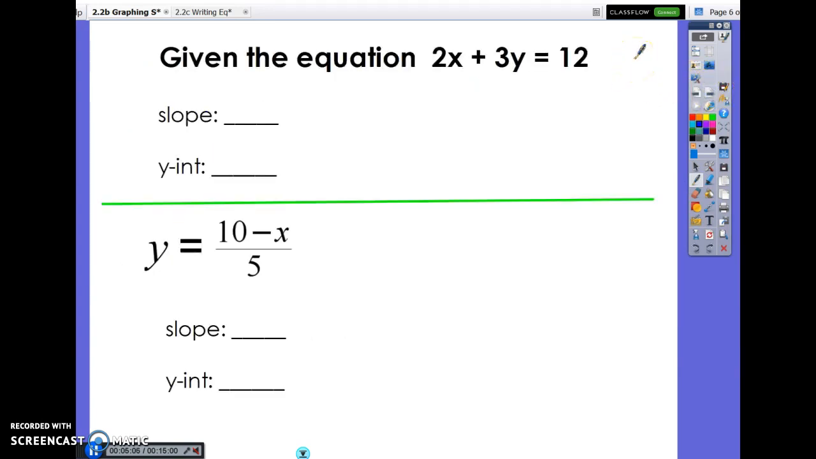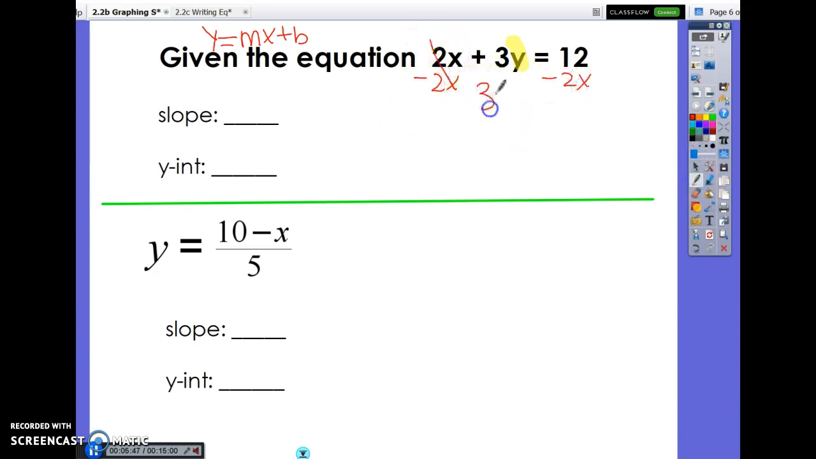Now, sometimes we're given an equation, but it's not in slope-intercept form. Like if we're given 2x plus 3y equals 12. That's not in slope-intercept form, but from Unit 1, we know how to rearrange it and put it into slope-intercept form. So if I want it to look like y equals mx plus b, I'm going to solve this equation for y. Well, to get y by itself, just to keep in mind we're trying to get y by itself, I'm going to subtract 2x from both sides.